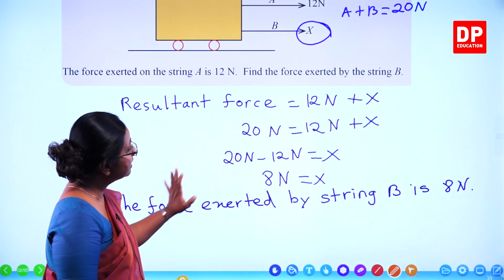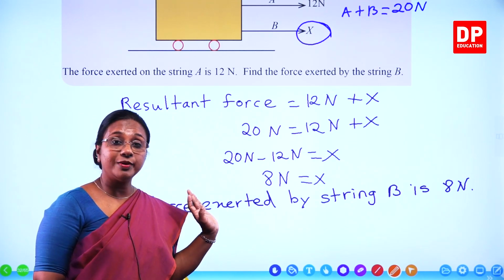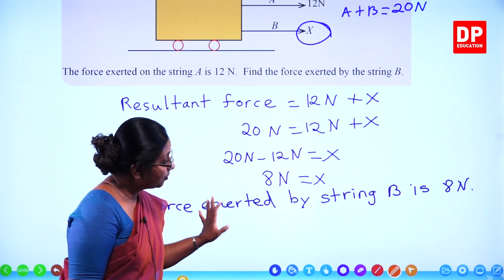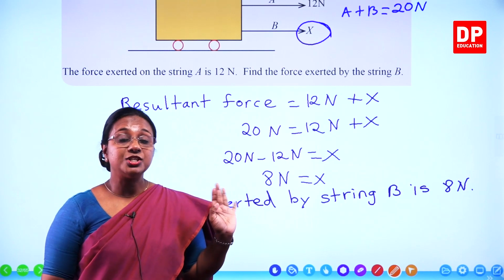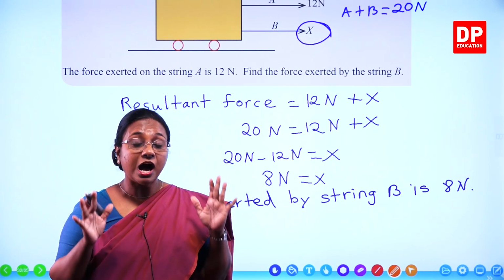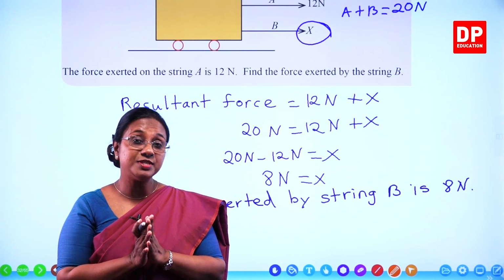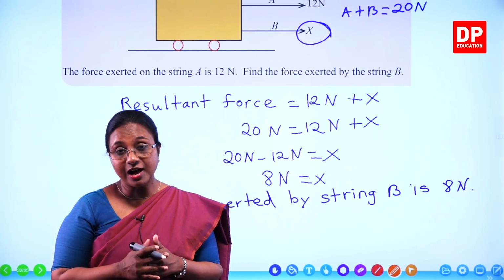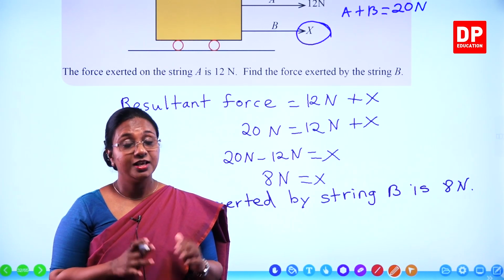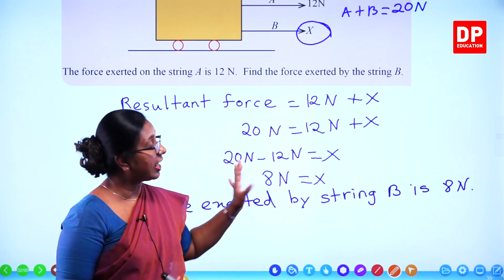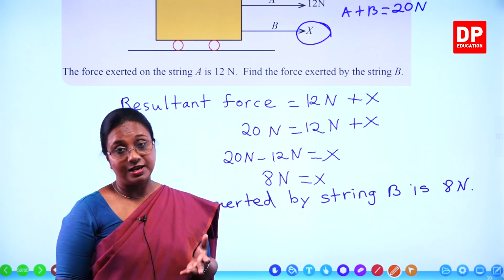So now can you all understand the different formats of the question? So before you go to the calculation, you have to first understand how the forces are acting on the object and what they are asking you to calculate. Then it is very easy to calculate the required value.